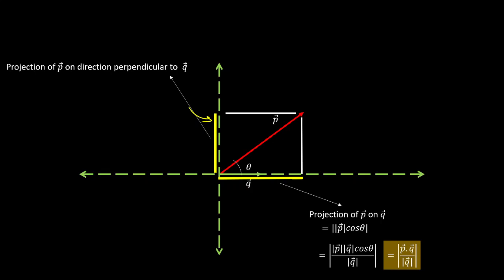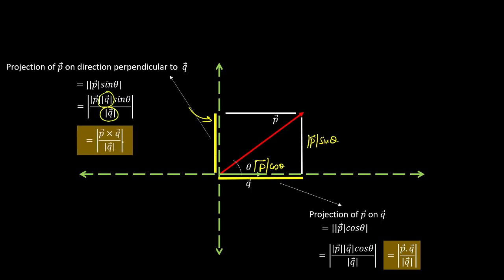And that is not so difficult to determine, because this is only mod of P sine theta. Because if this length is mod of P cos theta, this length should be mod of P sine theta. And that can be written in terms of cross product, because you can insert a Q mod Q up and down, and you can figure out that now you've got in the numerator the modulus of the cross product, and then you can solve it like this. So this can also be very useful sometimes, the projection of a vector on a direction perpendicular to another vector. Let me show you an example in which it is used.